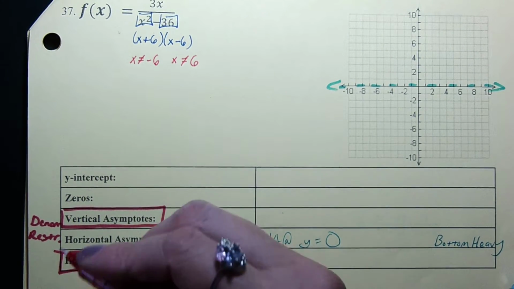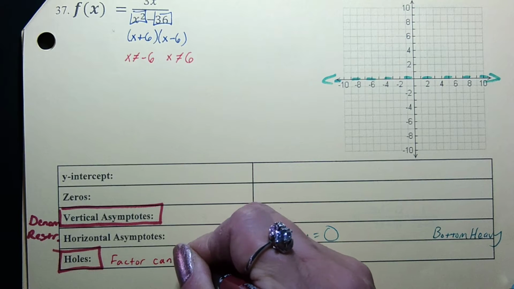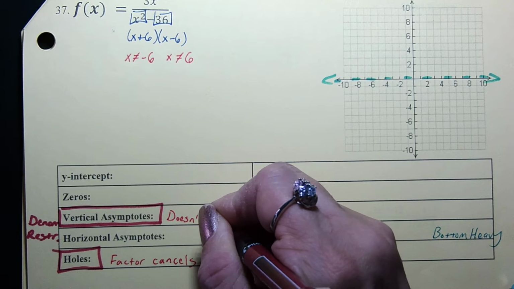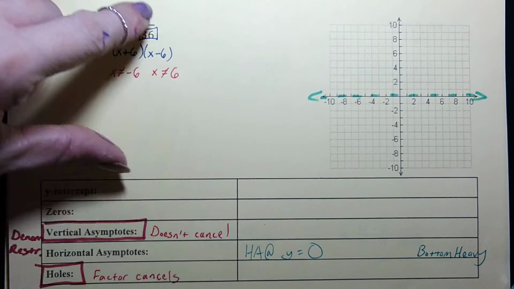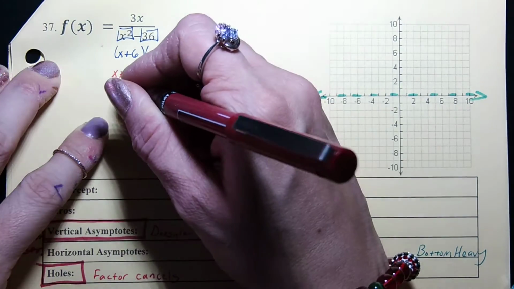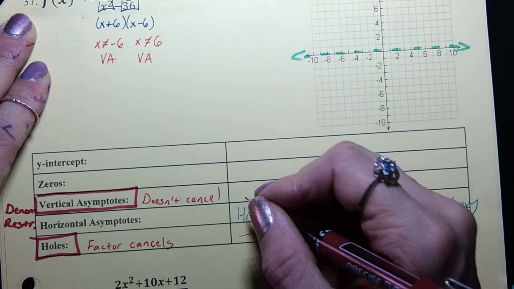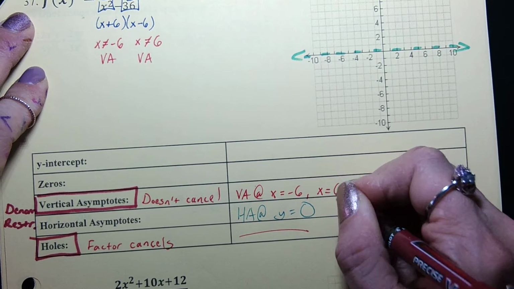It will be a hole if the factor cancels. It will be a vertical asymptote if it doesn't cancel. So those two factors, x plus 6 and x minus 6, do they cancel? Nope, there is nothing I can cross off on the top of this fraction, so I am stuck with those factors, so both are going to be vertical asymptotes. So the vertical asymptotes are at x equals negative 6 and x equals 6.